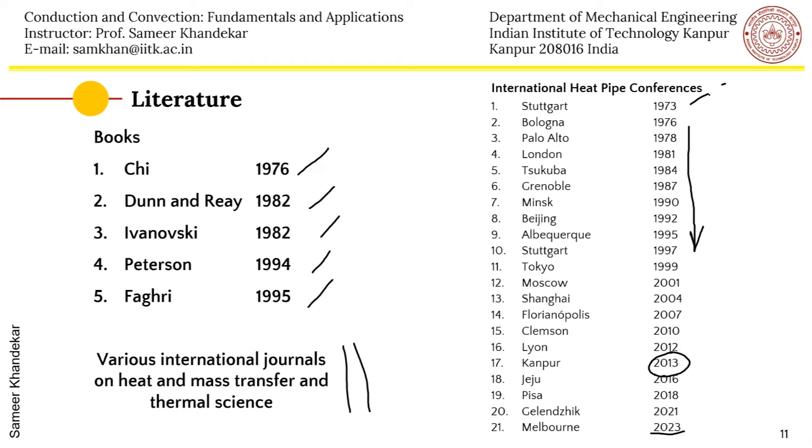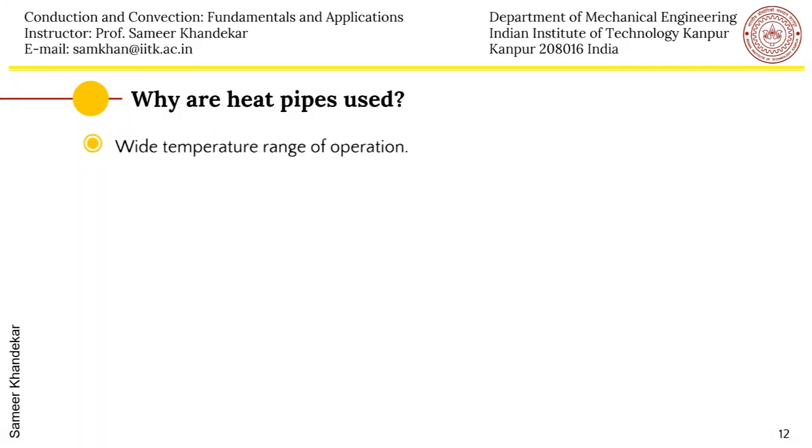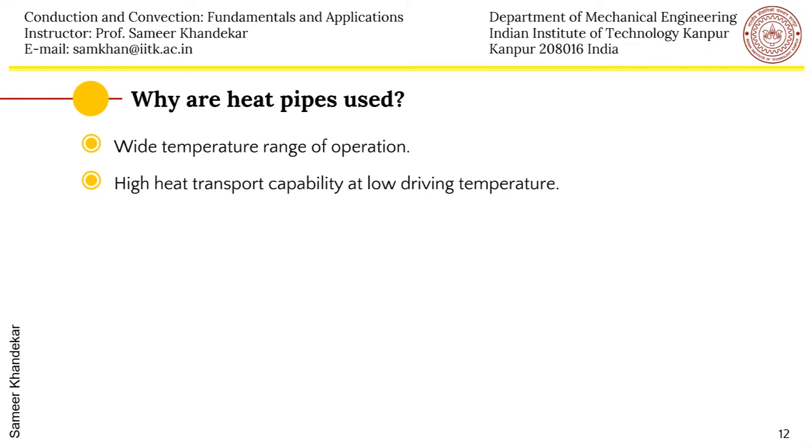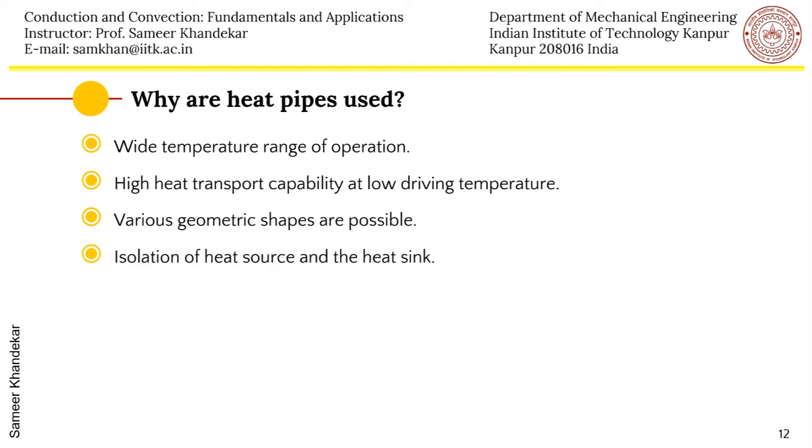So why are they used? Because you can have a wide temperature range of operations depending on which fluid you take. It has a high transport capability at very low driving temperatures, that we have seen. We have just seen the example of a simple cylinder, but you can actually have various geometric shapes which have wicks inside, and therefore they are very convenient for engineering design applications. The heat source and the sink can be isolated from each other, and you don't lose any thermal potential. The temperature at the evaporator is more or less the temperature at the condenser, and therefore, without any voltage drop, in fact, we are able to transport a lot of current, or heat in this case.